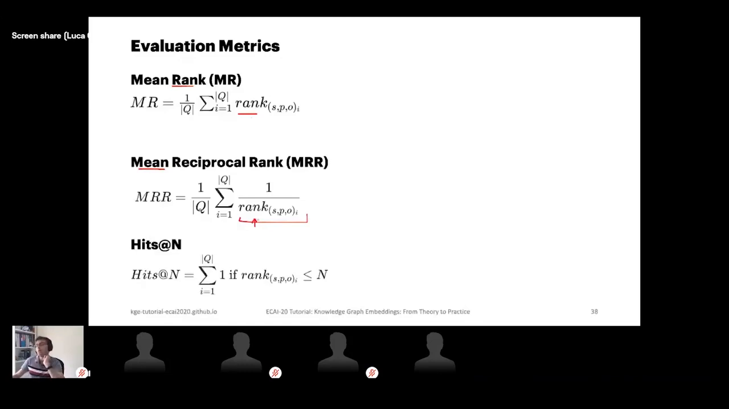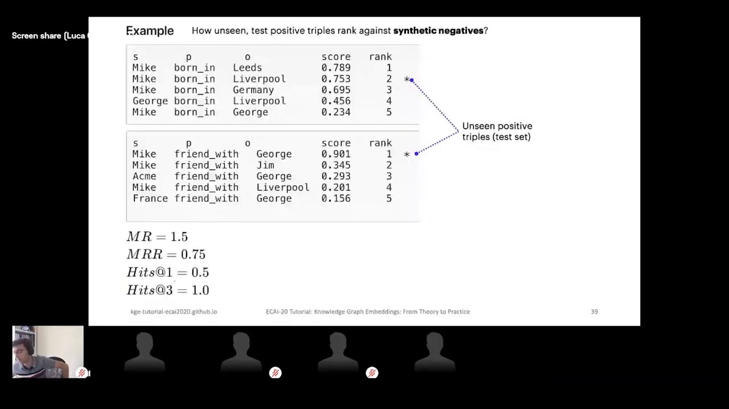And then we have a metric called Hits@N, where we measure how many times, and N can be 1, 3, 10, 100, how many triples in a test set show up in the top N positions against some negatives. Again, it sounds very complex, but with an example, everything will be clearer.